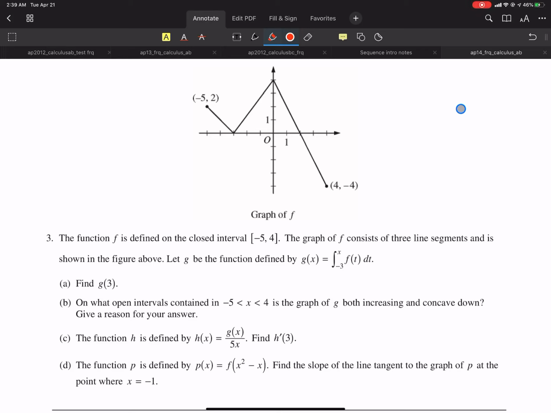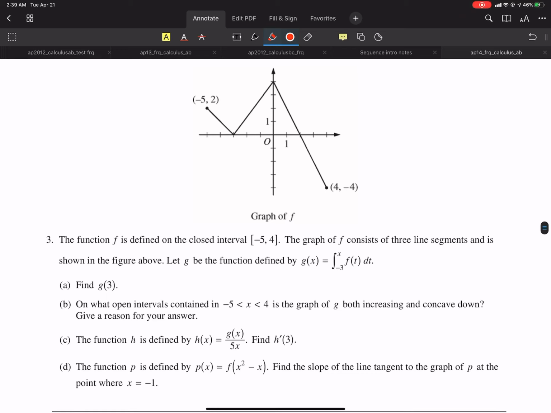Hello everybody, this is 2014 question number 3 for both Calculus AB and BC. It's a graphical analysis. Let's do this. So we have a function f, so clearly that's f. And it's a closed interval, therefore you have the dots at the end. And there's 3 line segments, and you have a function defined as g of x.